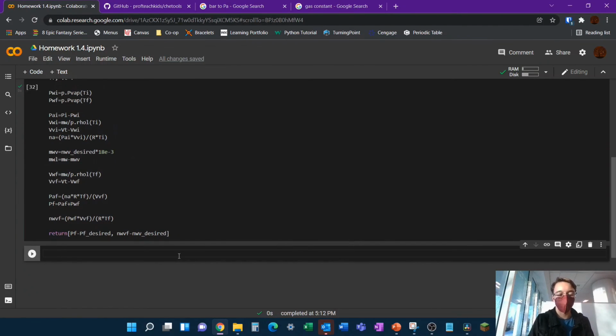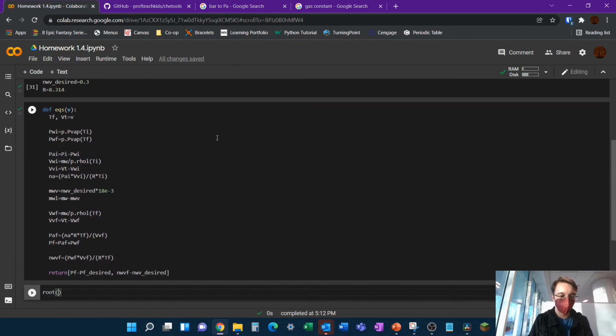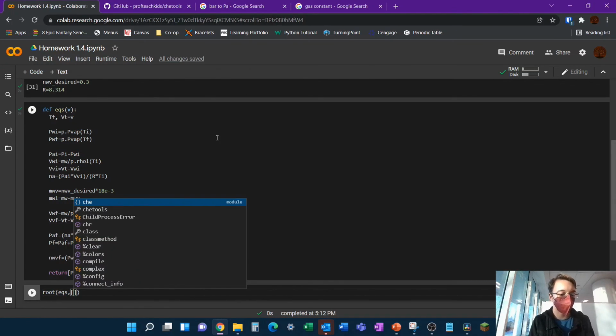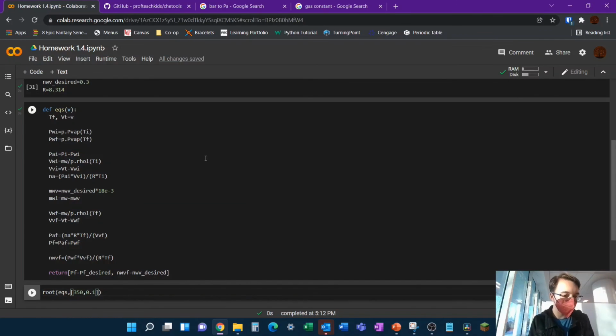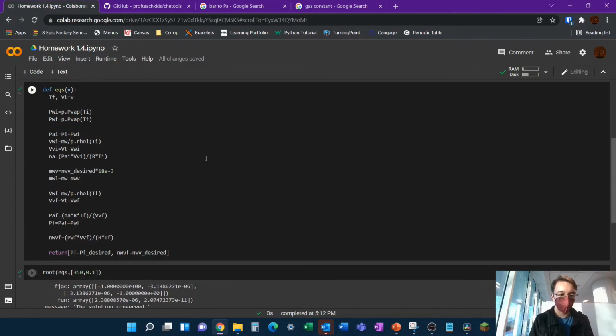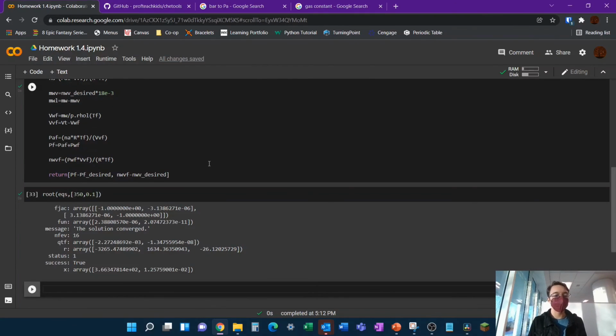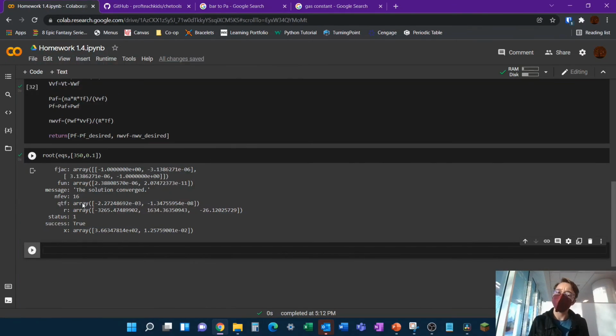We're going to take the root of our function equations, and we want to input a guess. Let's say we guess the final temperature is about 350 Kelvin and that our total volume will be about 0.1. Let's shift enter and see what happens. It's given us an answer, and it's given us a lot of stuff.